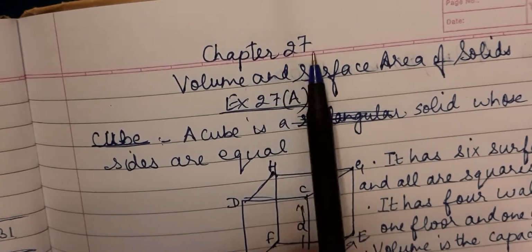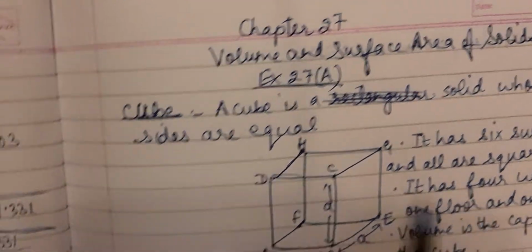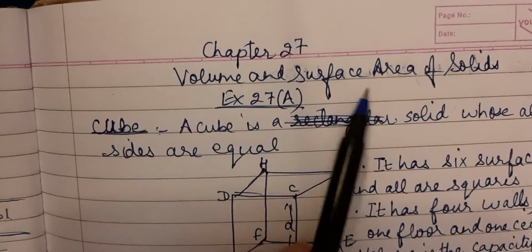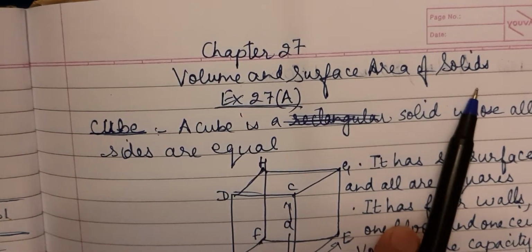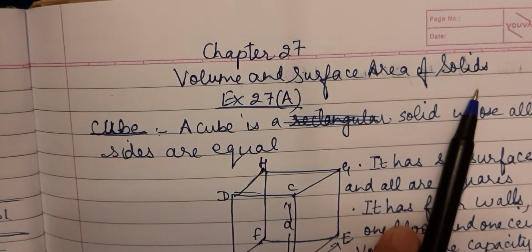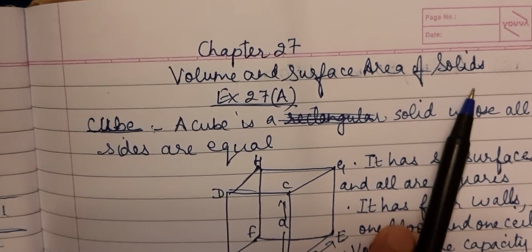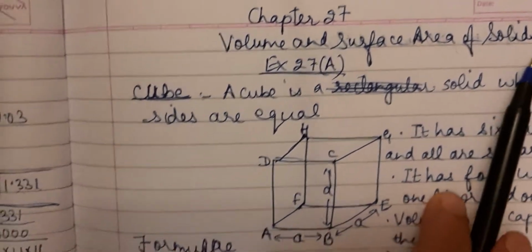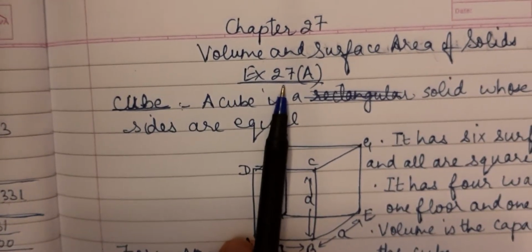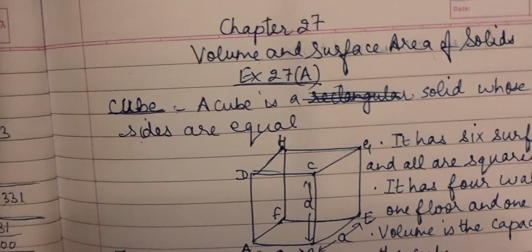And in this chapter you have in your course only exercise 27A. Because we are going to study about the volume and surface area of cube. Which two solids? Cube and cuboid. The cylinder, which is also a solid, is not in your course. Now before starting up the exercise 27A, I want to tell you what is a cube and what is a cuboid.